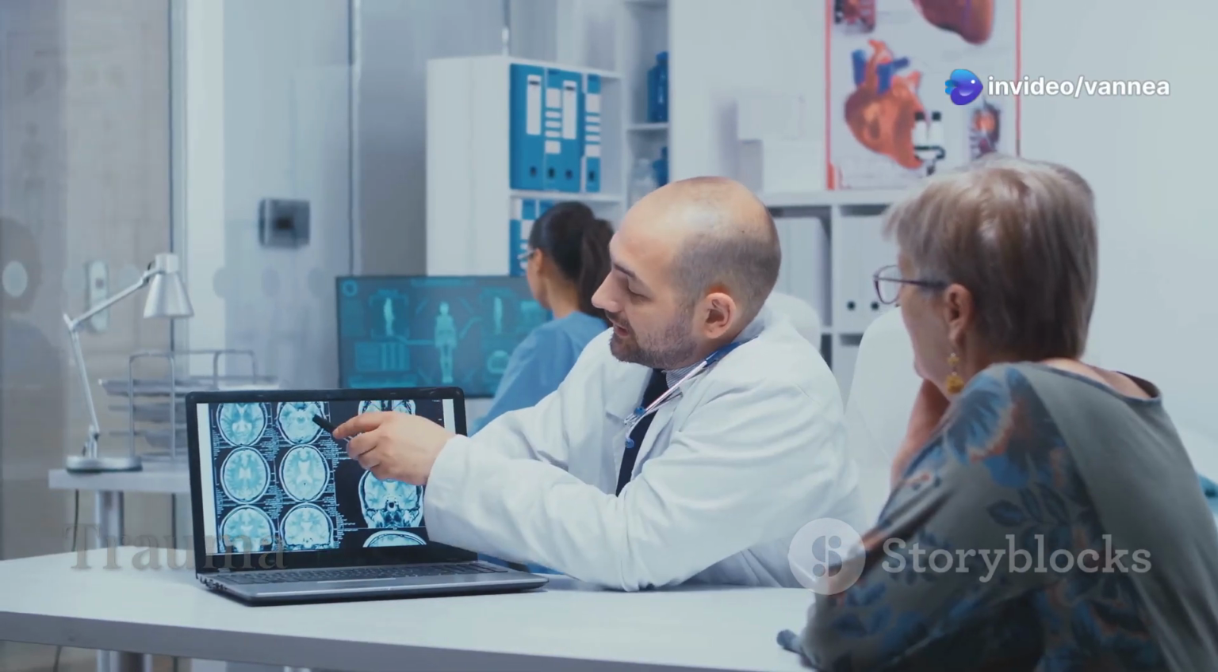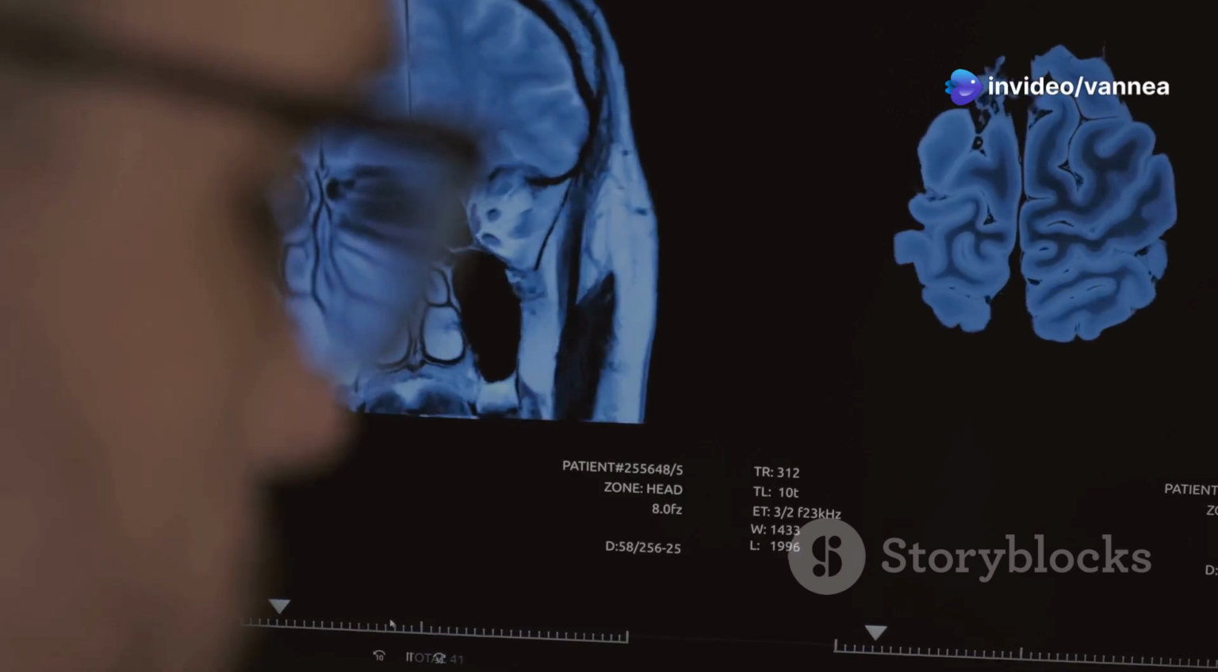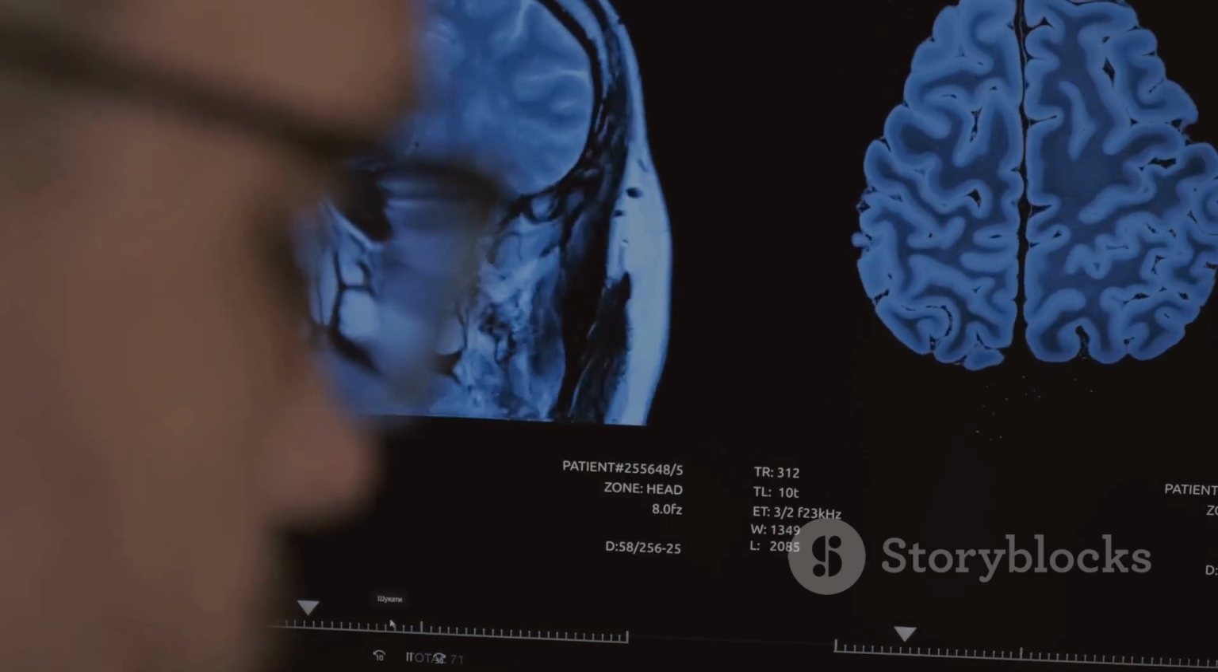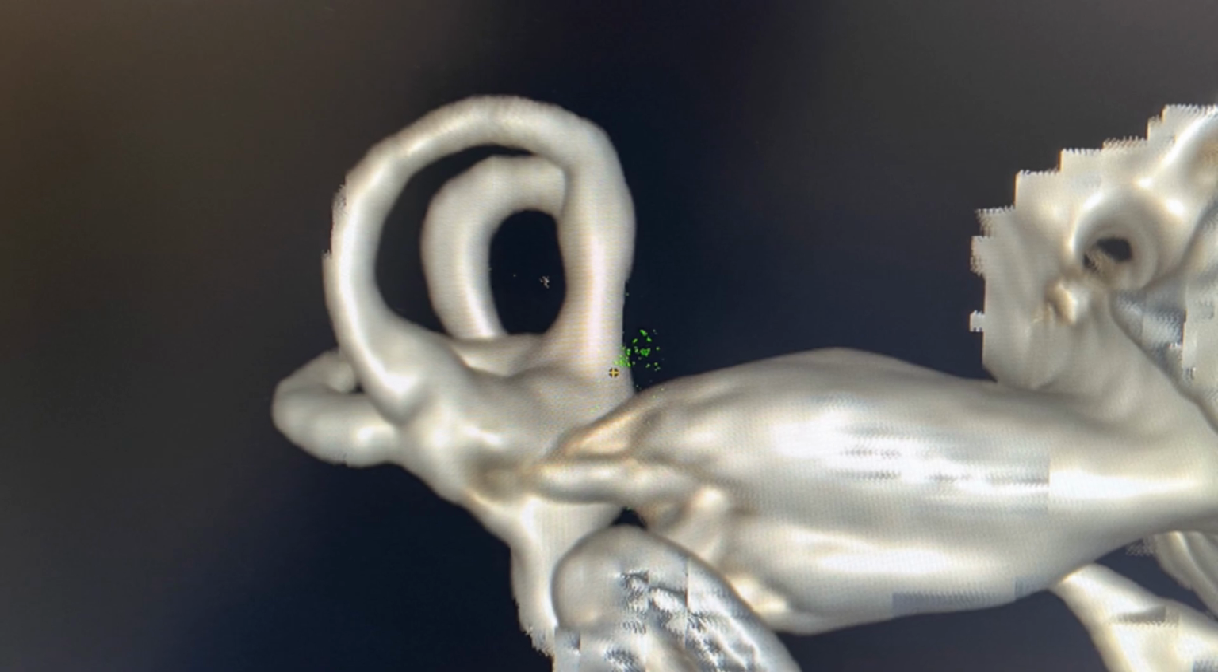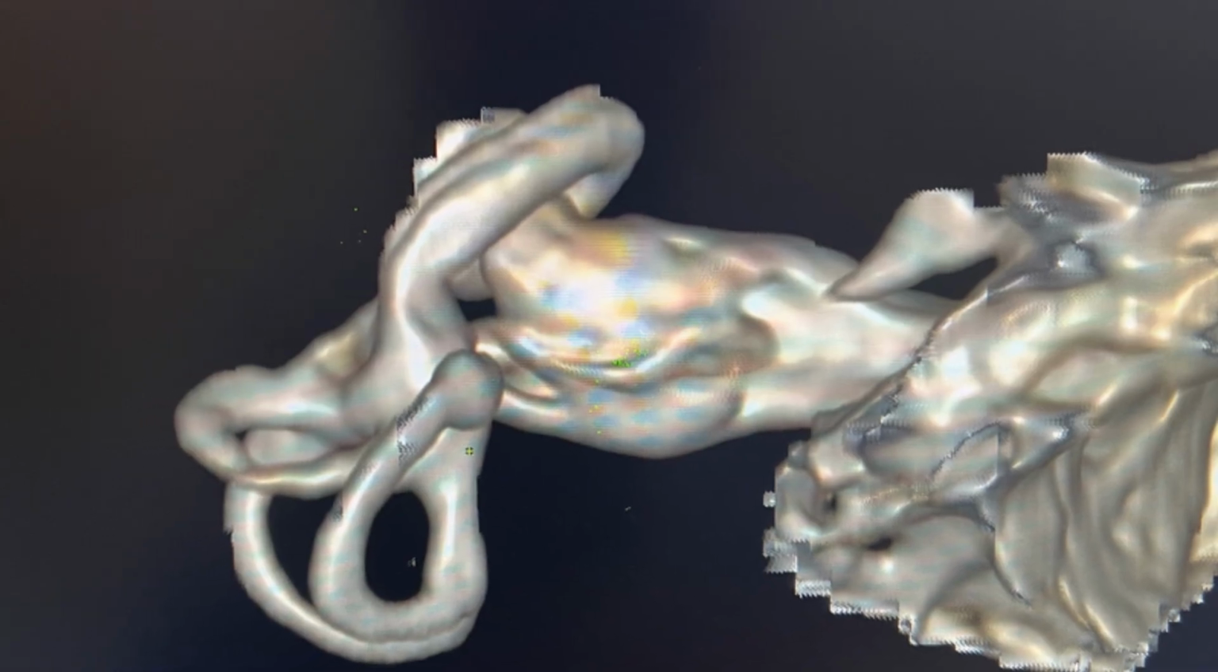Now, moving on to trauma. In cases of traumatic brain injury, it's really important to evaluate for cranial nerve injury, especially for cranial nerves 1, 2, 3, 4, 6, and 7.